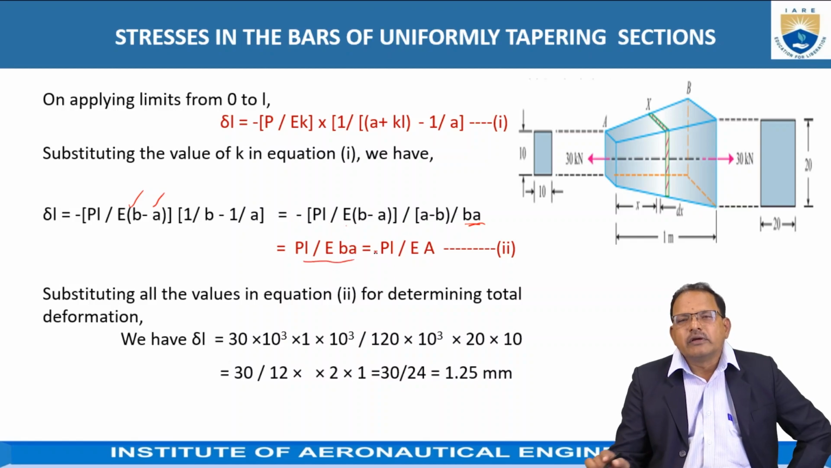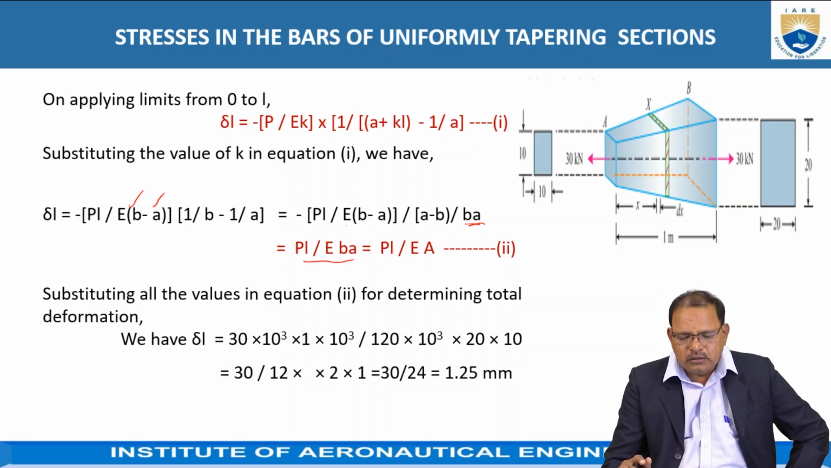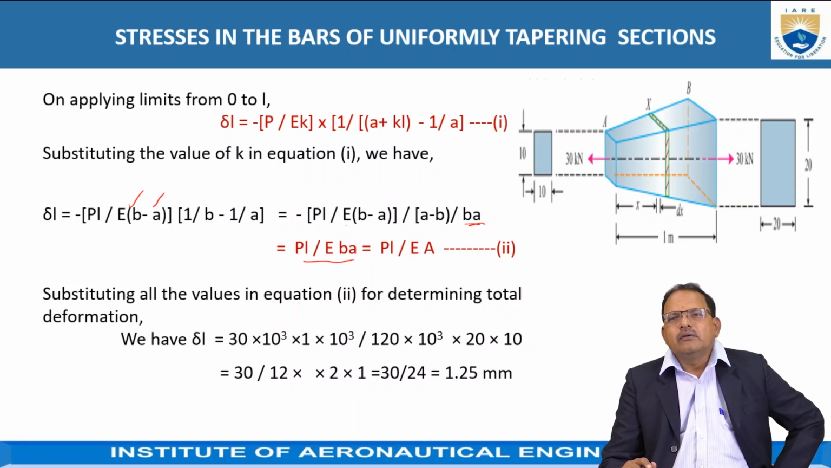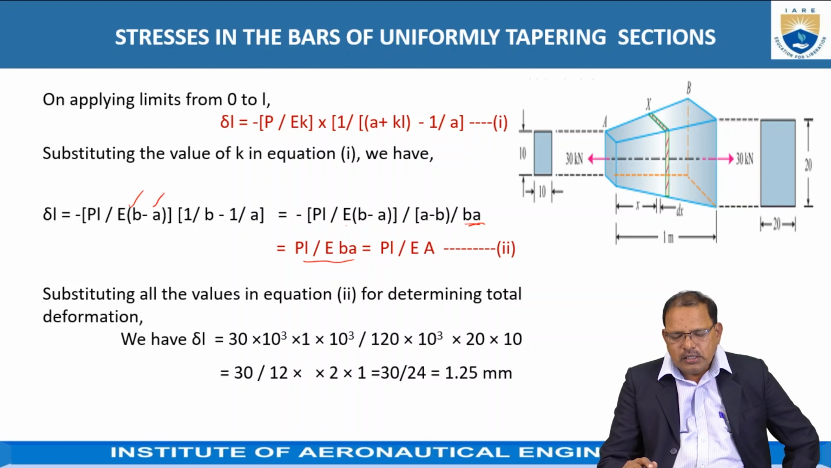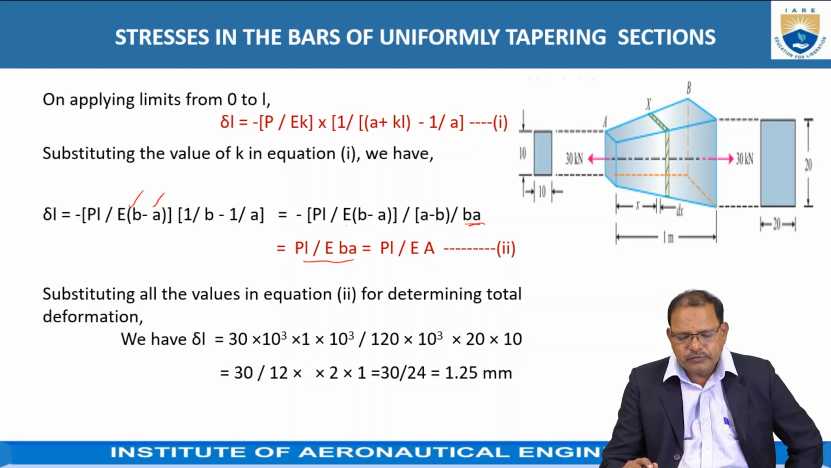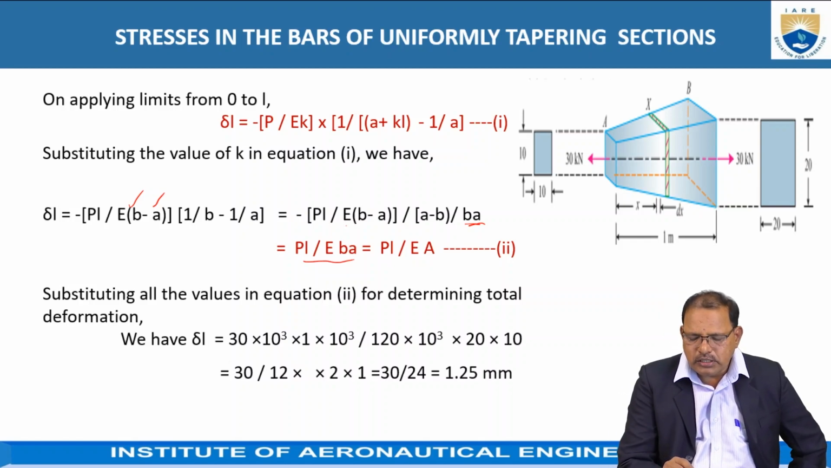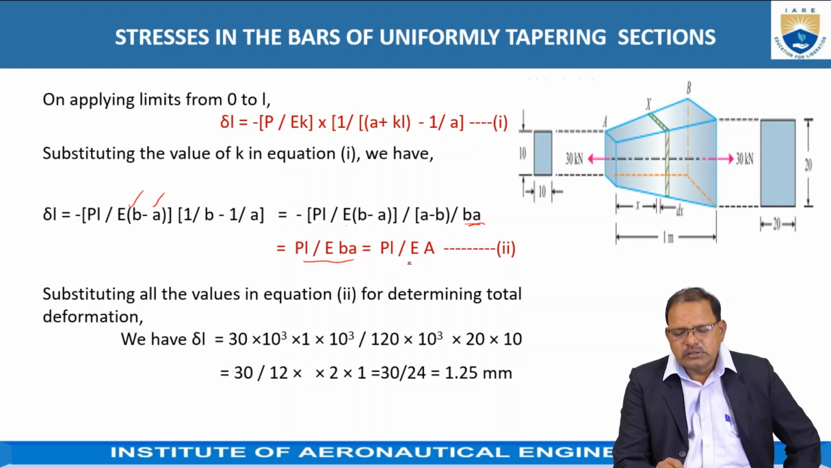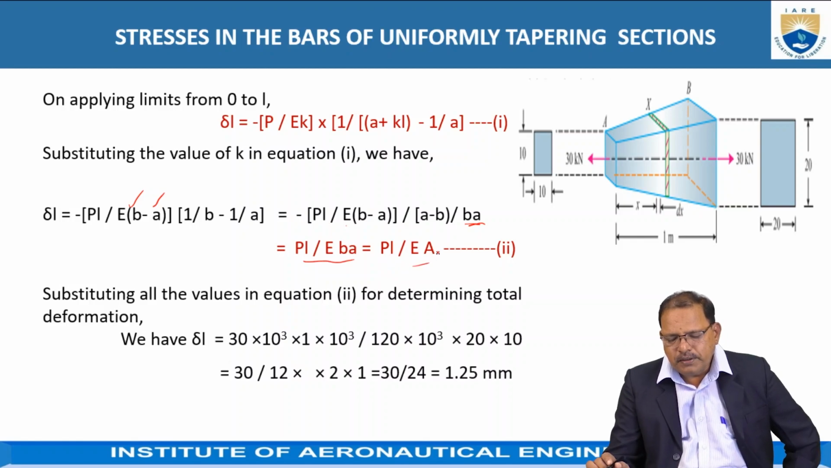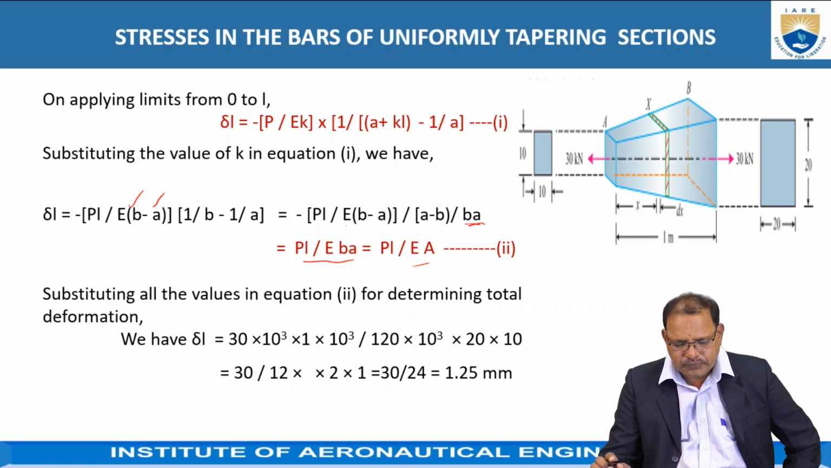So from this equation we got it is equal to PL divided by E into BA, where B into A is representing the product of the side of the square at the bigger end as well as the smaller end. So if it is representing the thickness, we can take this value as equal to P into L divided by E into A.